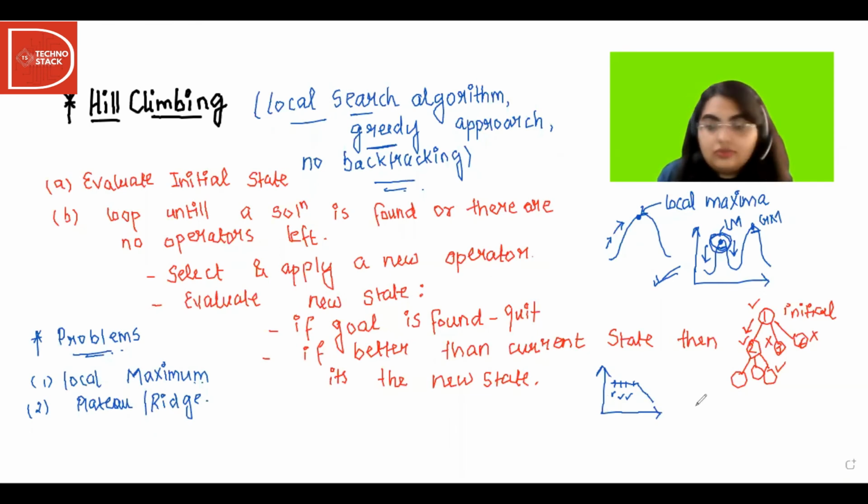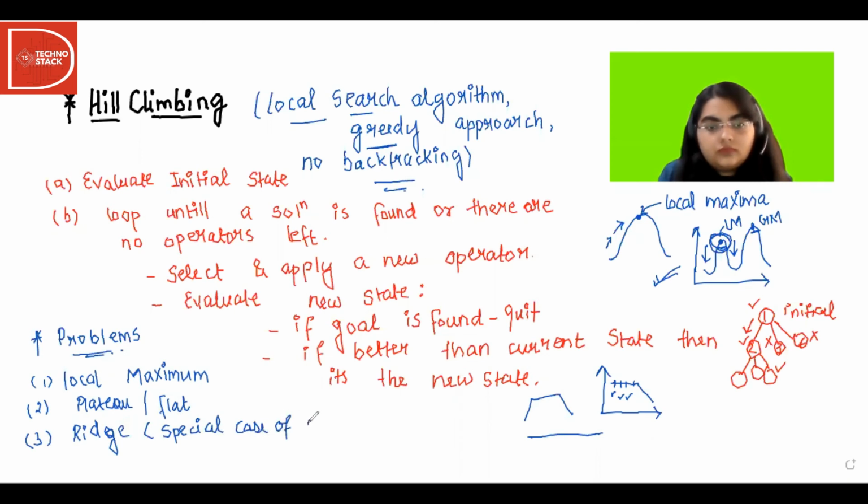Then we have ridge and flat surfaces. Ridge I'll discuss. Either it's a plateau, like plateau is flat mountains, or it's just a flat surface. The third one is ridge. Now ridge is a special case of local maximum.